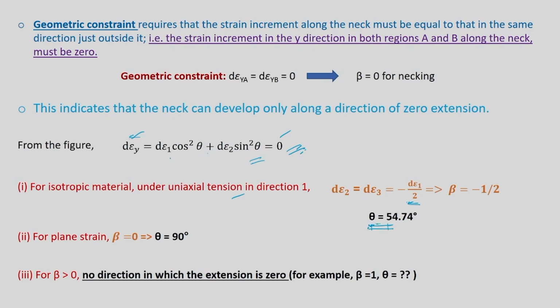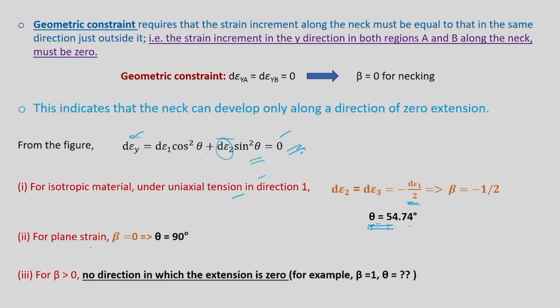Somehow you have to bring beta into this. So, d epsilon 1 divided by d epsilon 1, and here also d epsilon 2 divided by d epsilon 1 you can put. This will become beta. That beta value, if you put it here, you will get theta as about 54.74 degrees. So, there is some definite theta. That means the angle between your direction of 0 extension and the principal stress exists in uniaxial.